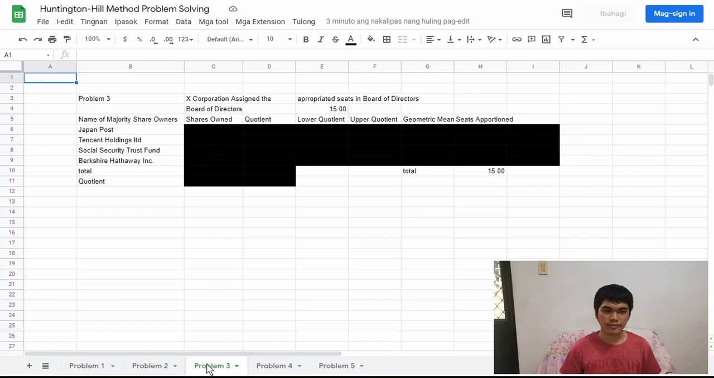So we will have Japan Post, which is a government company in Japan. Tencent Holdings, which you can say is a private company, but it's really not, because the Chinese government and their laws seem like they still control the private companies.